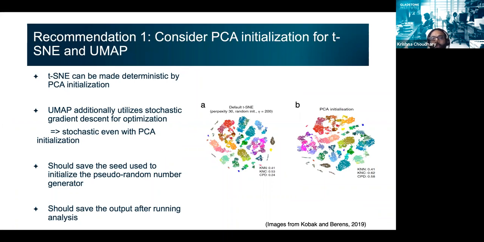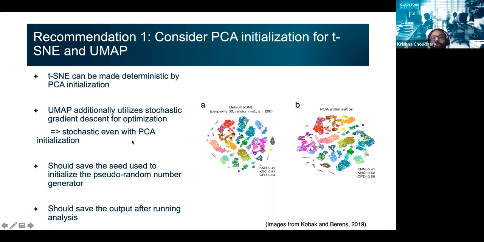I also mentioned that the results have a random component. If you use PCA initialization with t-SNE, then the results can be made deterministic, because initialization is no more random. And if you fix the number of iterations that will happen in t-SNE and all the parameters, then you will get a fixed output all the time. But this may not be true for UMAP, because the optimization approach in UMAP also has a kind of random component to it.